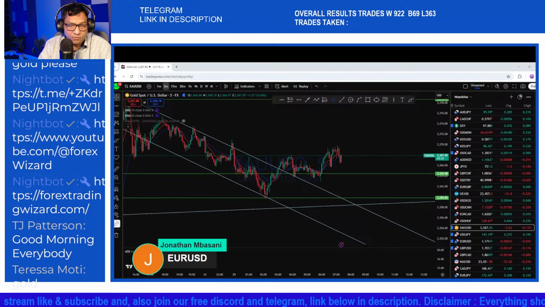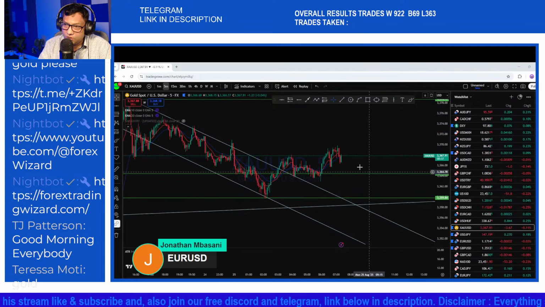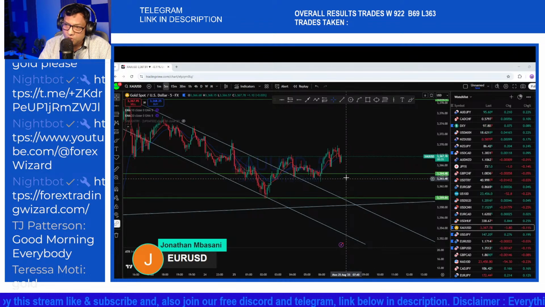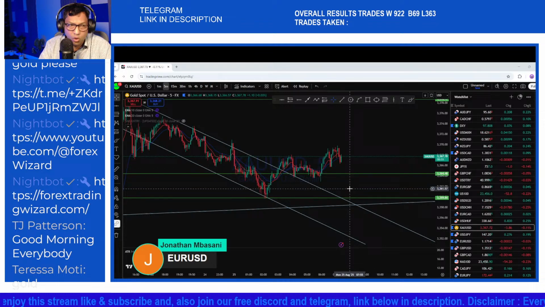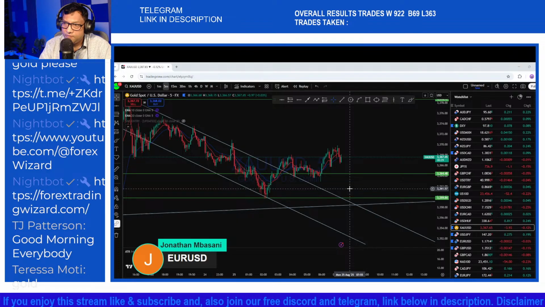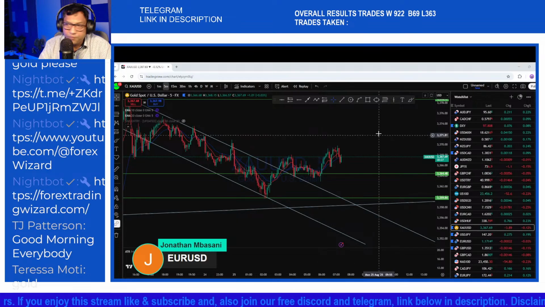So here is the zone where we can see the market break below and then come back down here.